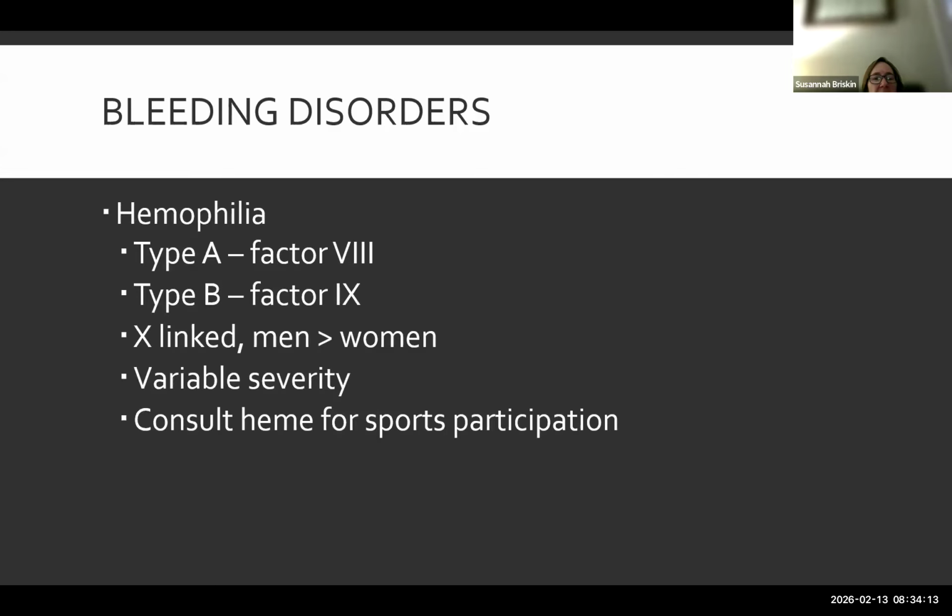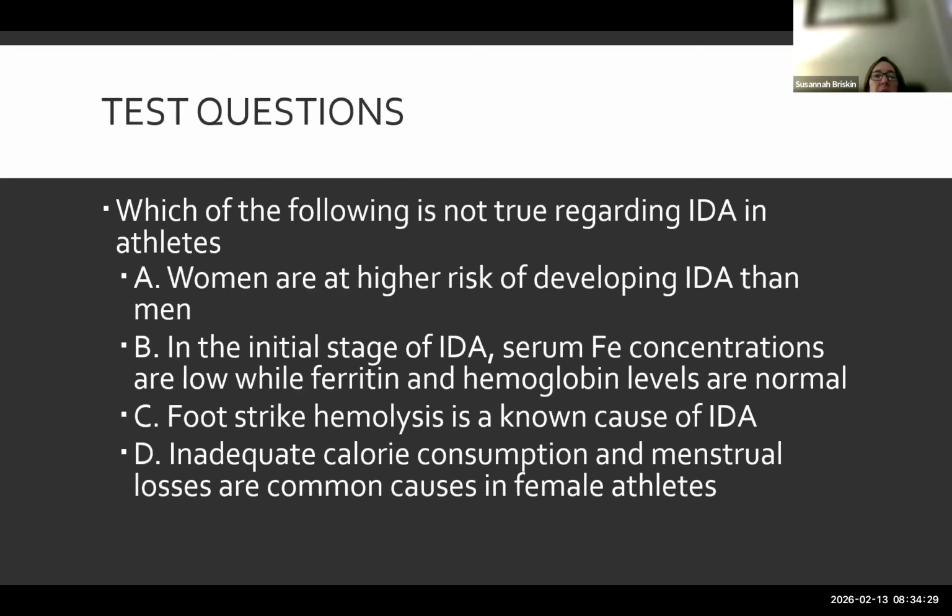And then these obviously will present much more rarely to us. But if you do have a young kid who presents with joint hemarthrosis, you may want to at least think about these people if they had no trauma. So it is important to think about having heme involved.